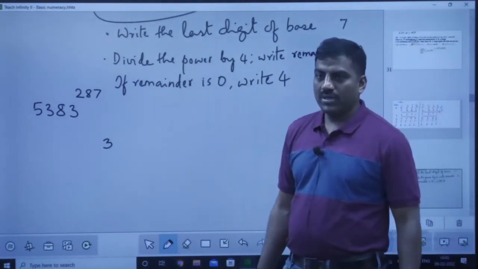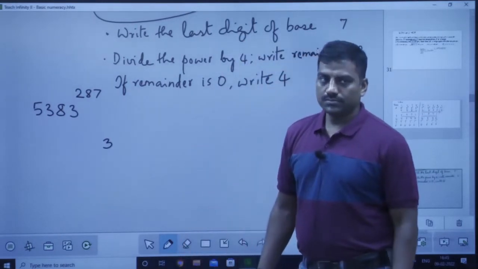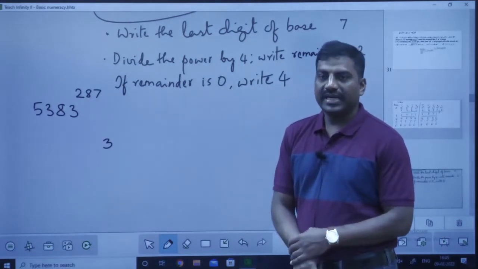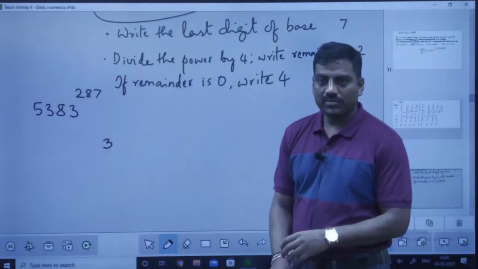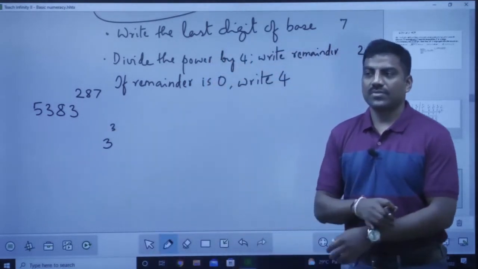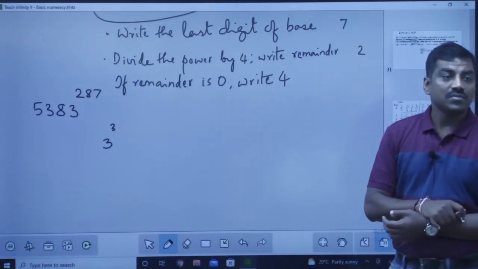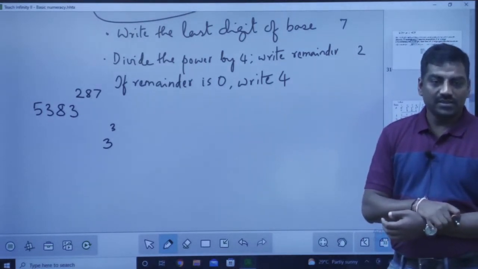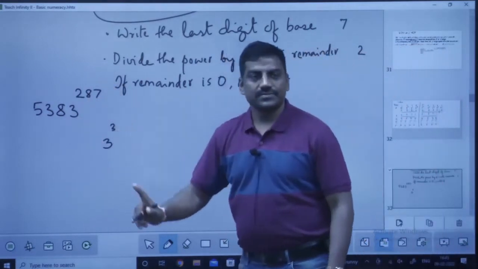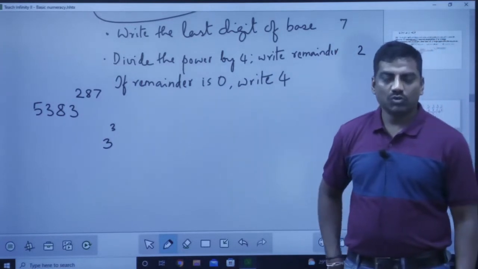287 divided by 4. Simply 87 divided by 4. What is the remainder? 87 divided by 4, the remainder is what? So 3 to the power of 3. What is the answer? 3 to the power of 3 is 27, 7. So the end digit of this number is 7. Understood? One more problem.